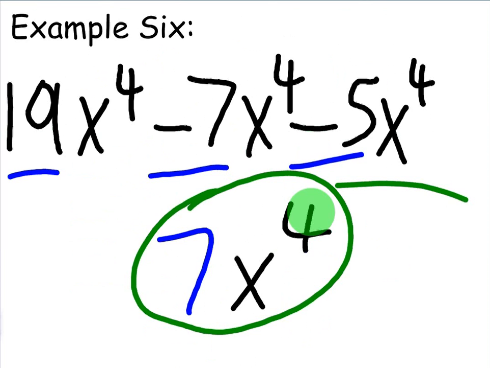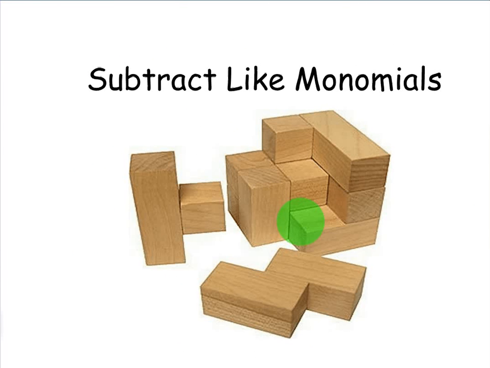That's it for subtracting like monomials. You can add and subtract like monomials. Just make sure you work from left to right. Make sure the variables and the exponents are the same, and then just combine the coefficients. If you have any other questions about this lesson, let me know.